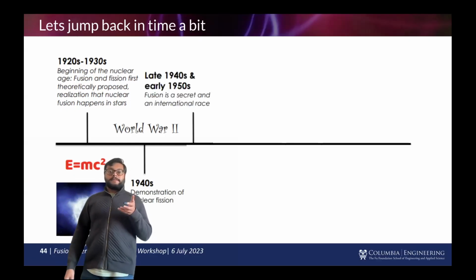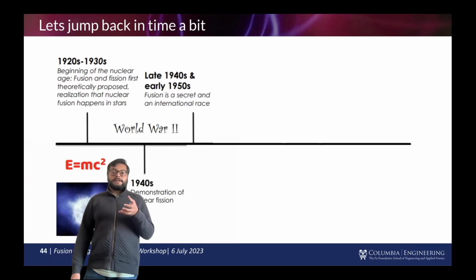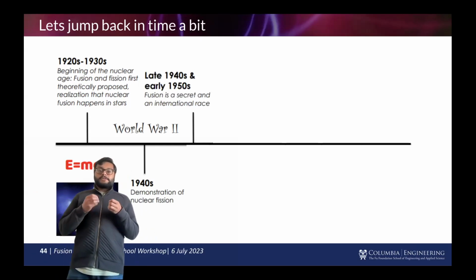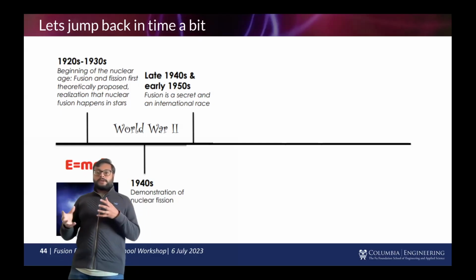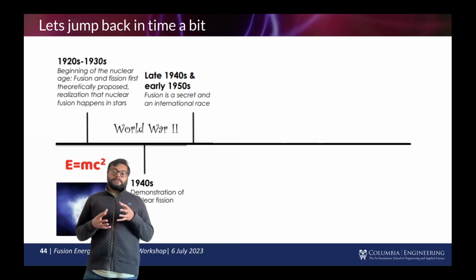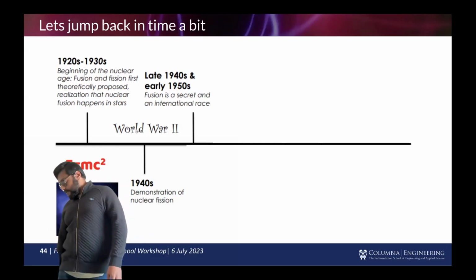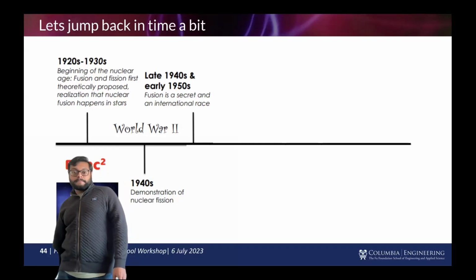In World War II was the demonstration of nuclear fission for the first time, and then in the late 40s and 50s, fusion was worked on, but it was secret. There was an international race primarily between the US and Soviet Union, but also the UK and other places around the world, to get a fusion product that worked.